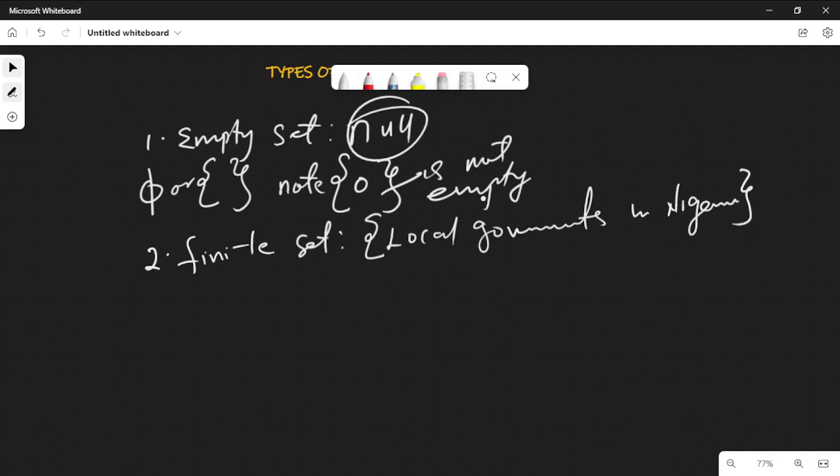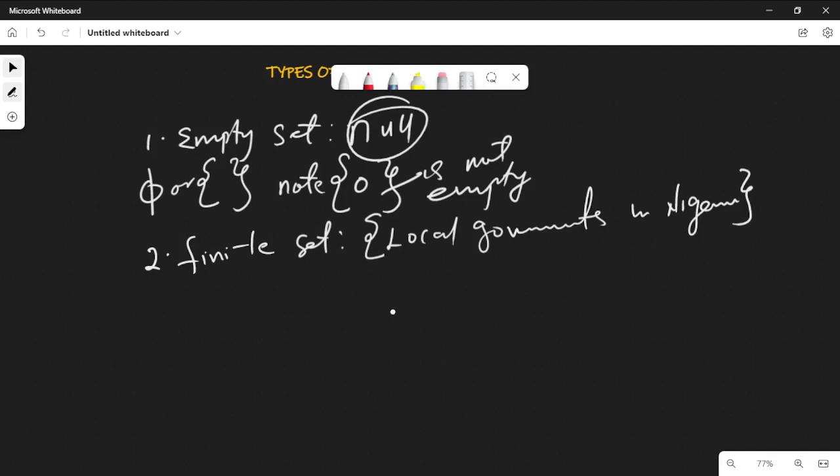If you look at empty set, let's say a set of states in America that is in Nigeria. None of the American states is in Nigeria. So it's an empty set. But if I say finite set, a set where you can count everything, like you can list all the elements in it out. You can write out the whole of the local governments we have in Nigeria. Yeah, it might be much, but you can write it out.